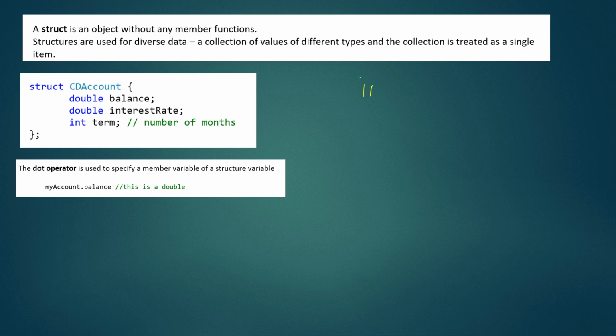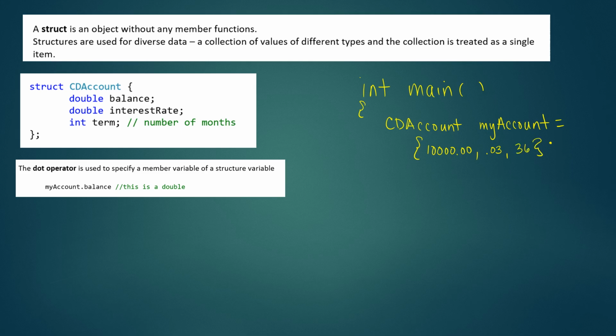So let's practice. I'm going to pretend I'm using this in my main function. I'm going to declare an instance, an object of type CD account, and I'm going to call it my account. So there's a couple of things I could do. One, I could just initialize everything. I could initialize my balance to be 10,000 and my interest rate to be 3% and my term to be 36 months. So that would all be in one line. That's declaration and initialization.